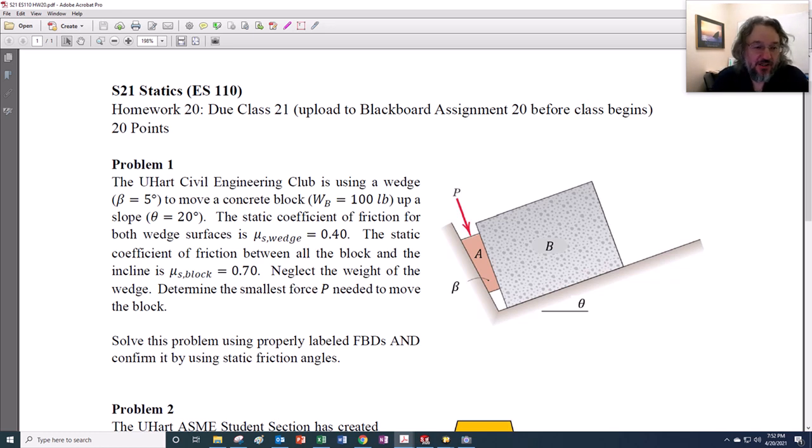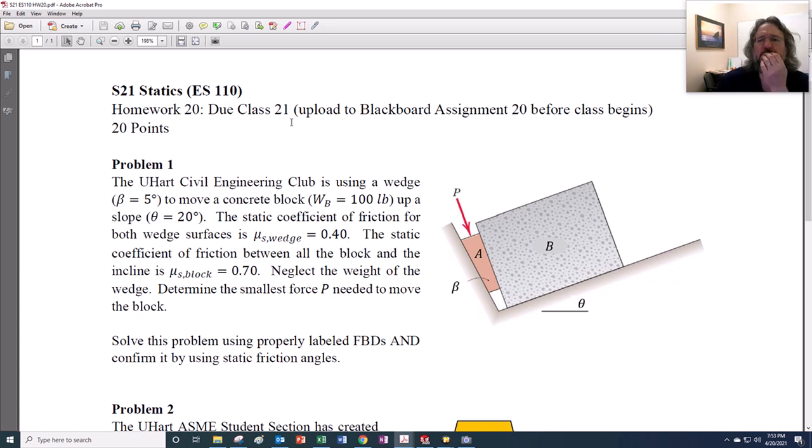All right, so the UHart Civil Engineering Club has this wedge with a little 5-degree angle. They're trying to move this concrete block that's 100 pounds up a 20-degree slope. The static coefficient of friction between the wedge surfaces is 0.4, and the static coefficient between the block and the incline is 0.7. Neglect the weight of the block and the wedge and determine the smallest force needed to move this thing.